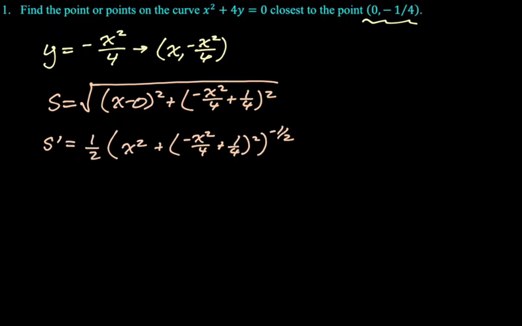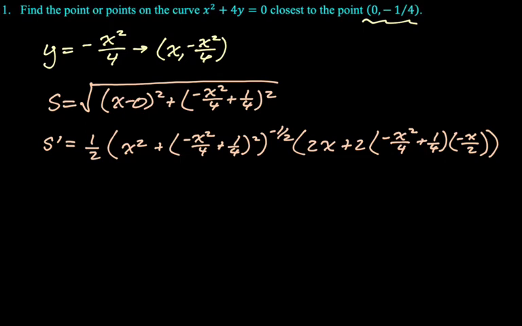It's going to be 1/2 the thing to the negative 1/2 times the derivative of the thing. For the derivative of the thing, the derivative of x squared is 2x. The derivative of the next part, I'm going to use the chain rule. So it's going to be 2 times the thing times the derivative of that thing, which is negative 2x over 4, or negative x over 2, or negative 1/2 x. So that's our derivative. It's just an ugly chain rule, but whatever, you've got to do it.